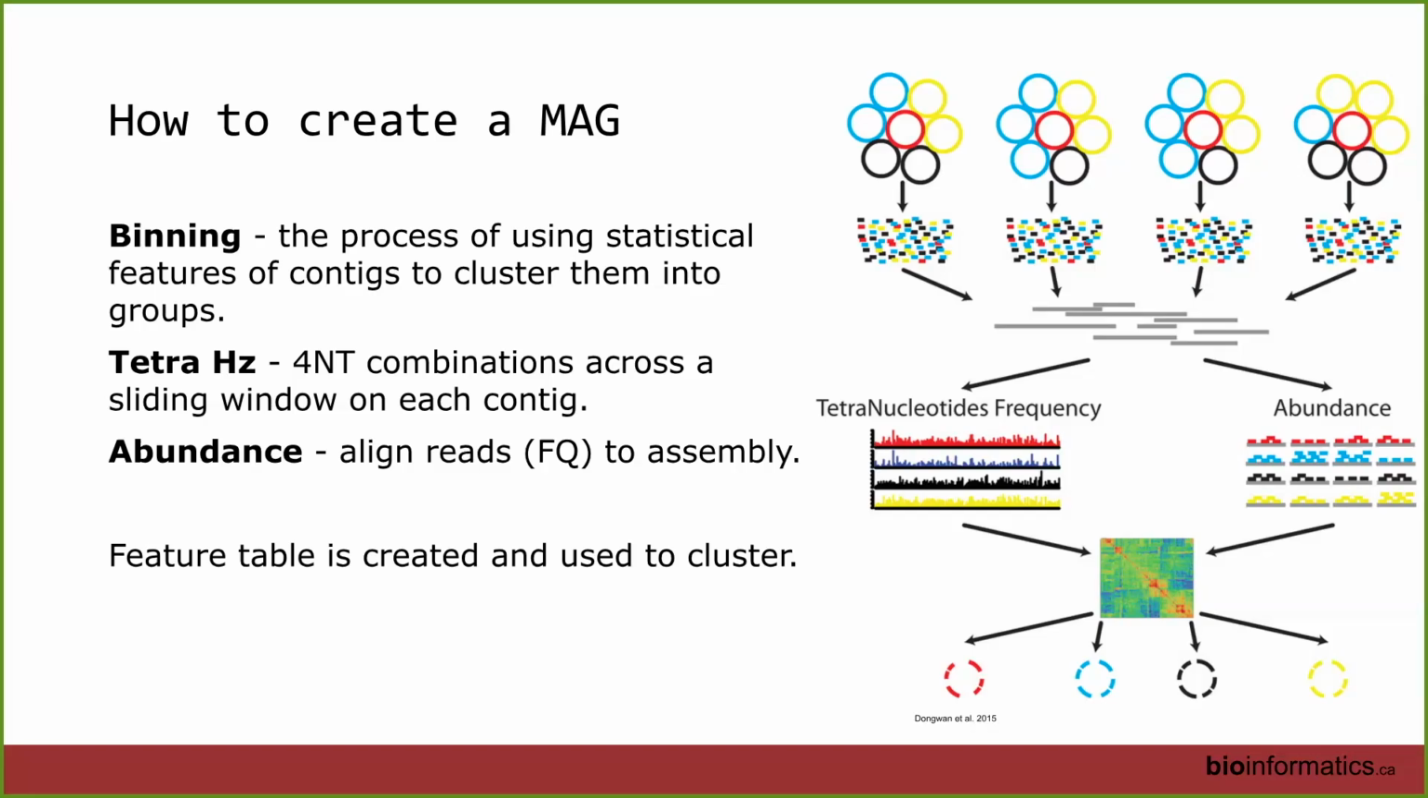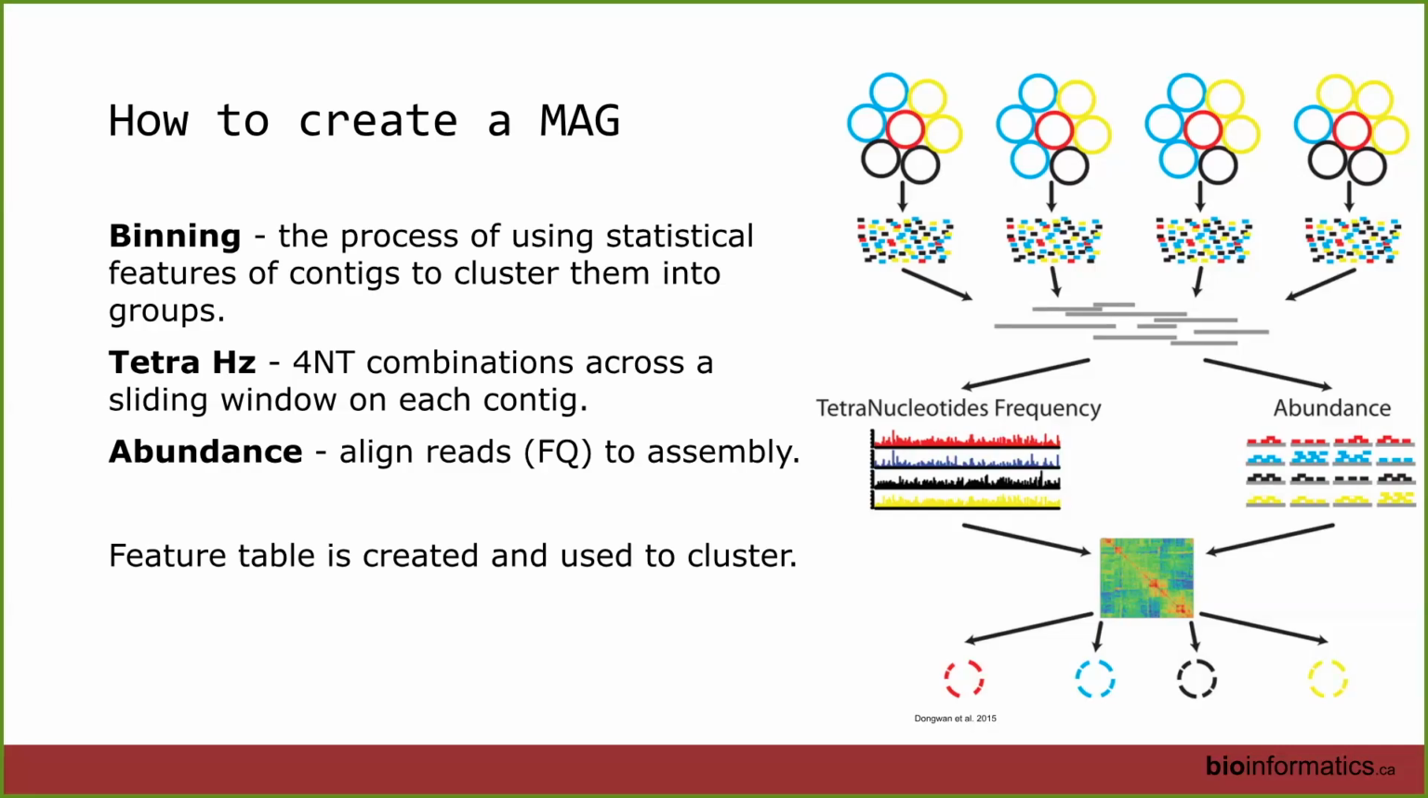And the feature table is, again, this is largely common, tetranucleotide frequency. That means you actually count the relative abundance of all the different tetranucleotides on your contigs, and then you can cluster your data based on that. Additionally, you can use abundance information. And this is very important, particularly for determining the difference between closely related strains that may have very different abundance profiles.